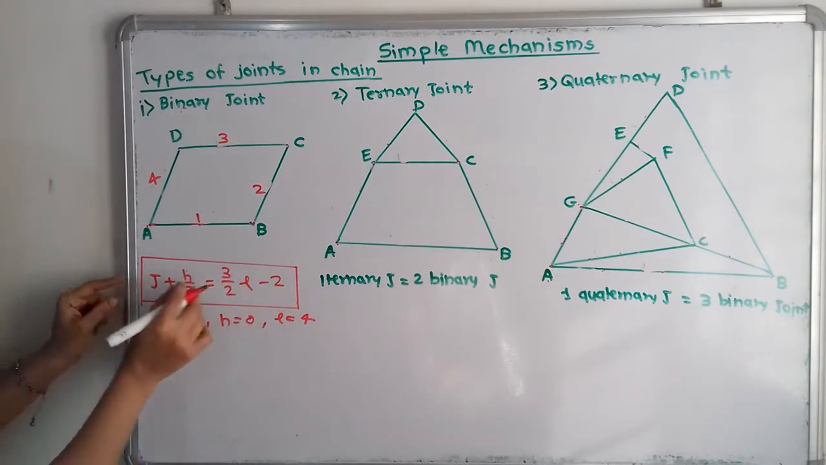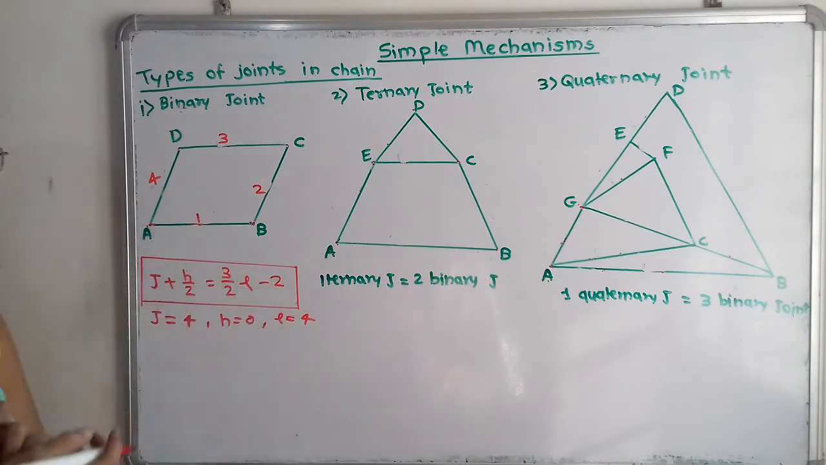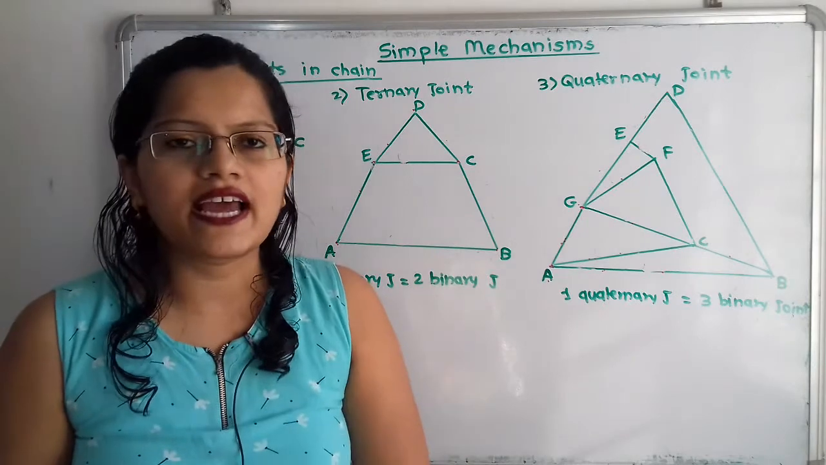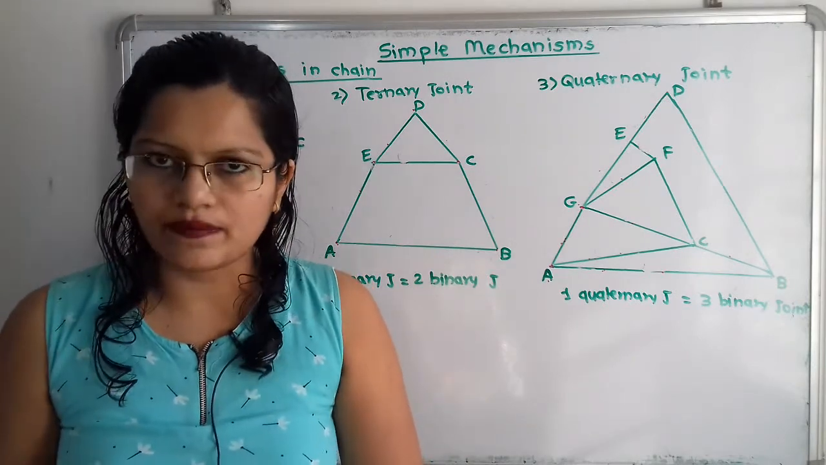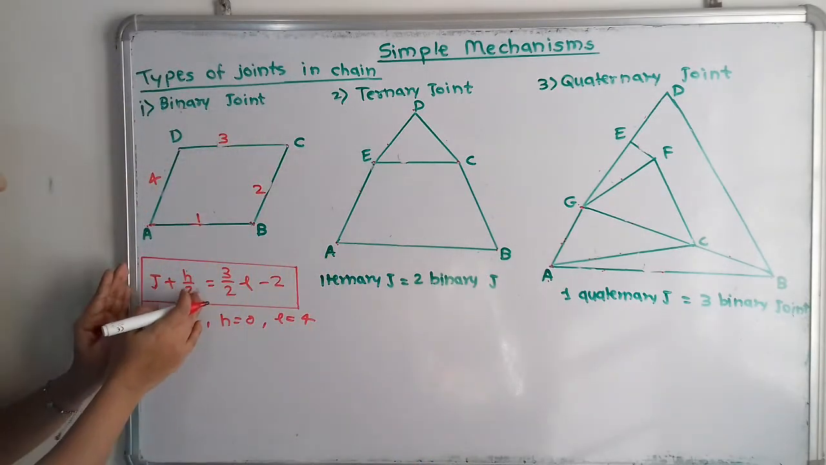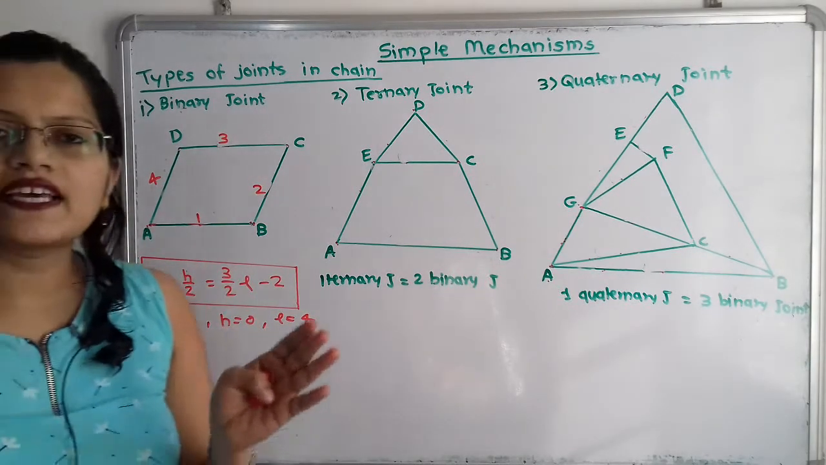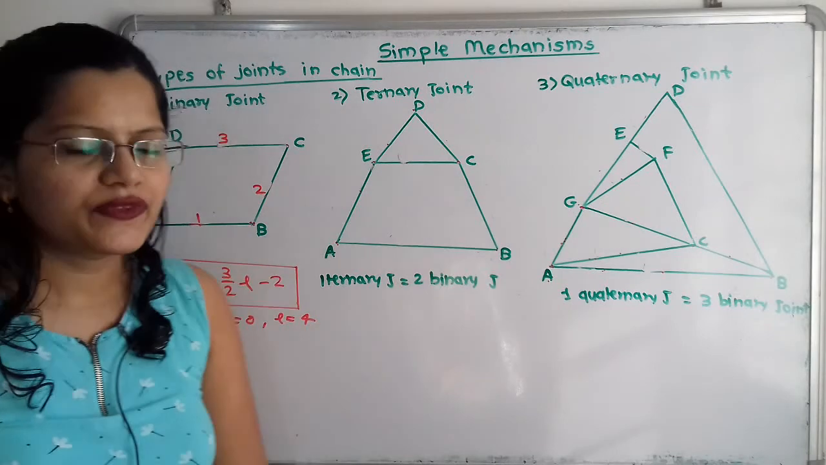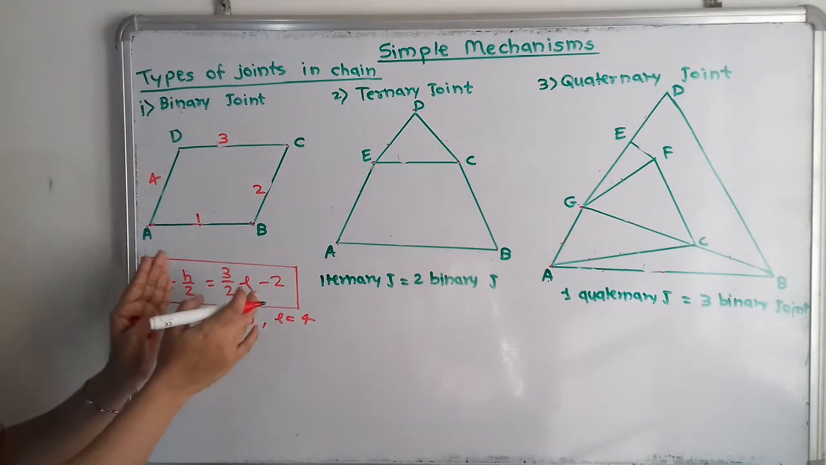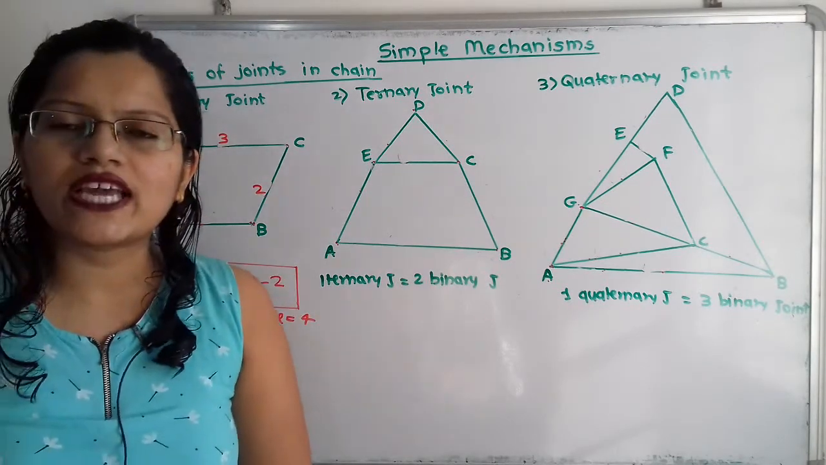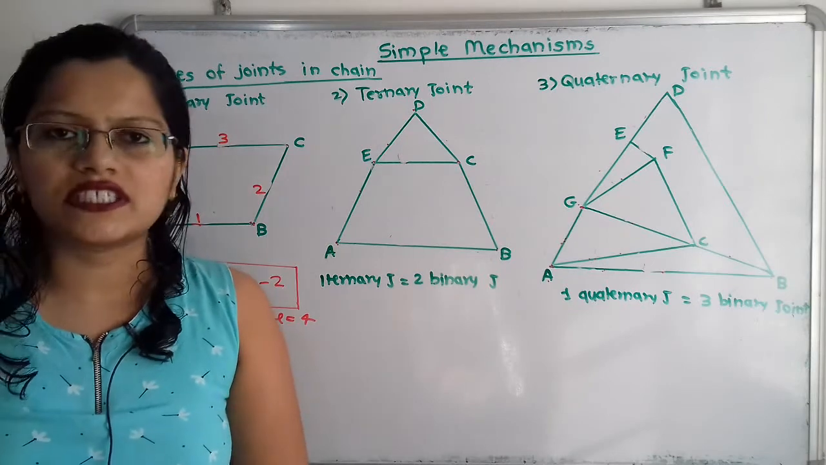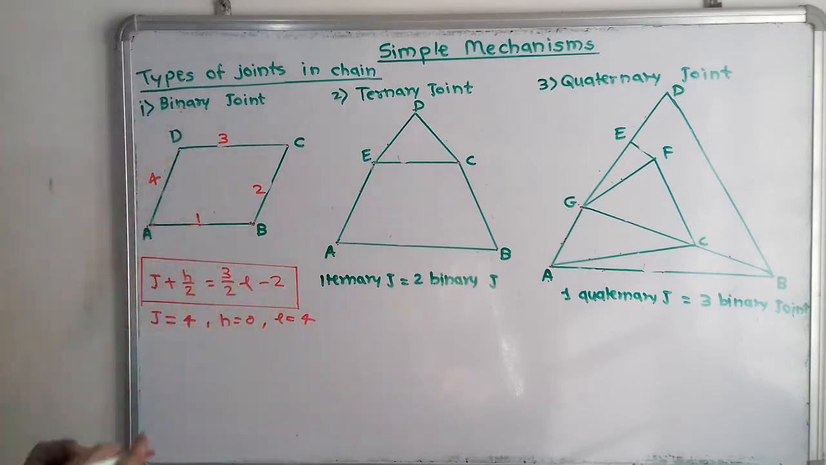If the left hand side is equal to the right hand side, then we can say that this is a kinematic chain. If the left hand side is greater than the right hand side, then we can say that it is a lock chain. If the left hand side is less than the right hand side, then we can say that it is an unconstrained chain. So now we will decide.